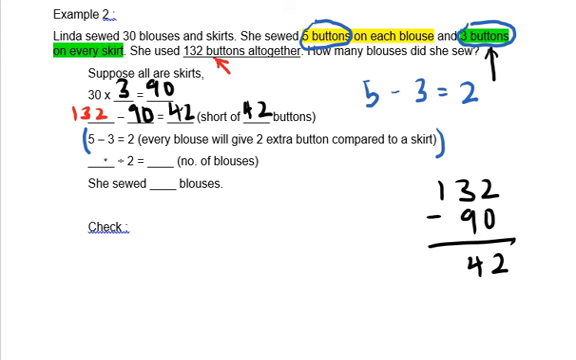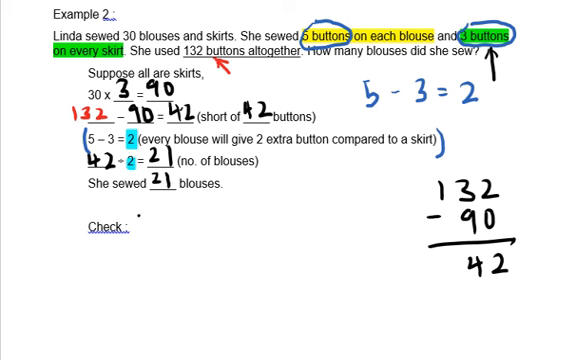So since we need 42 buttons, we take 42 divided by 2. This 2 over here is referring to this 2. We need to know how many skirts we change into blouses, because for every skirt that we change into a blouse, we get 2 extra buttons. So in this case, we are short of 42 buttons and we need to compensate them with 2 extra buttons each. So we take 42 divided by 2 and that will give us 21 blouses. So in total she sold 21 blouses.